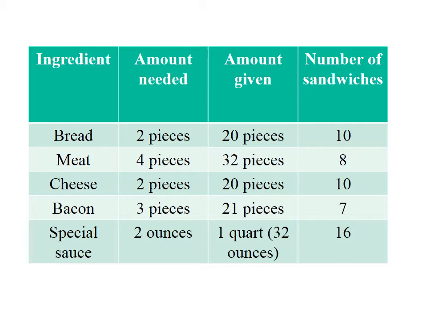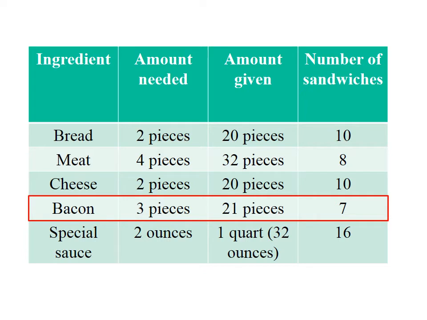So we see here for bread, we can make 10. With the meat, we can make 8. With the cheese, we can make 10. With the bacon, we can make 7. And with that special sauce, we can make 16. So here we see we can make the smallest amount from bacon. So the number of sandwiches we can make is 7. That means bacon is our limiting reagent.